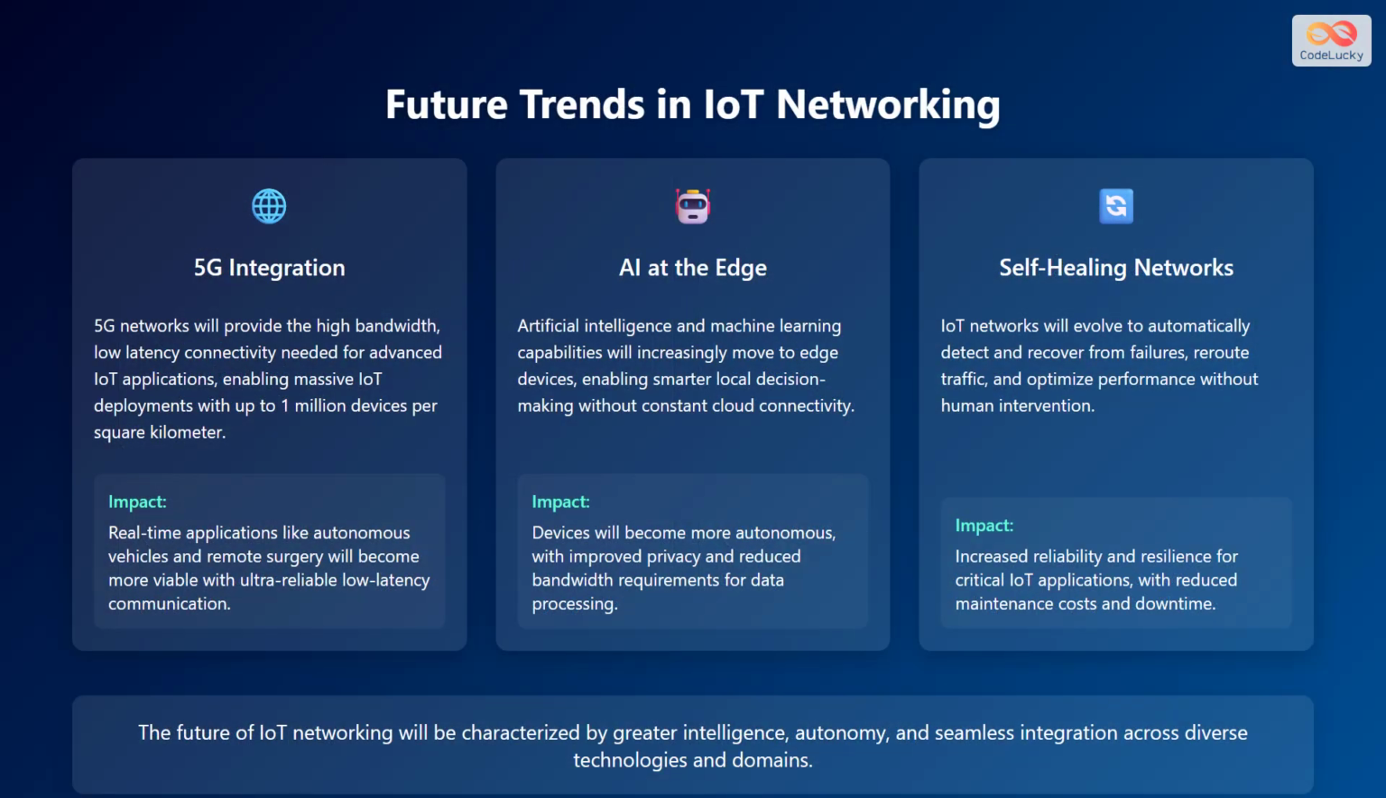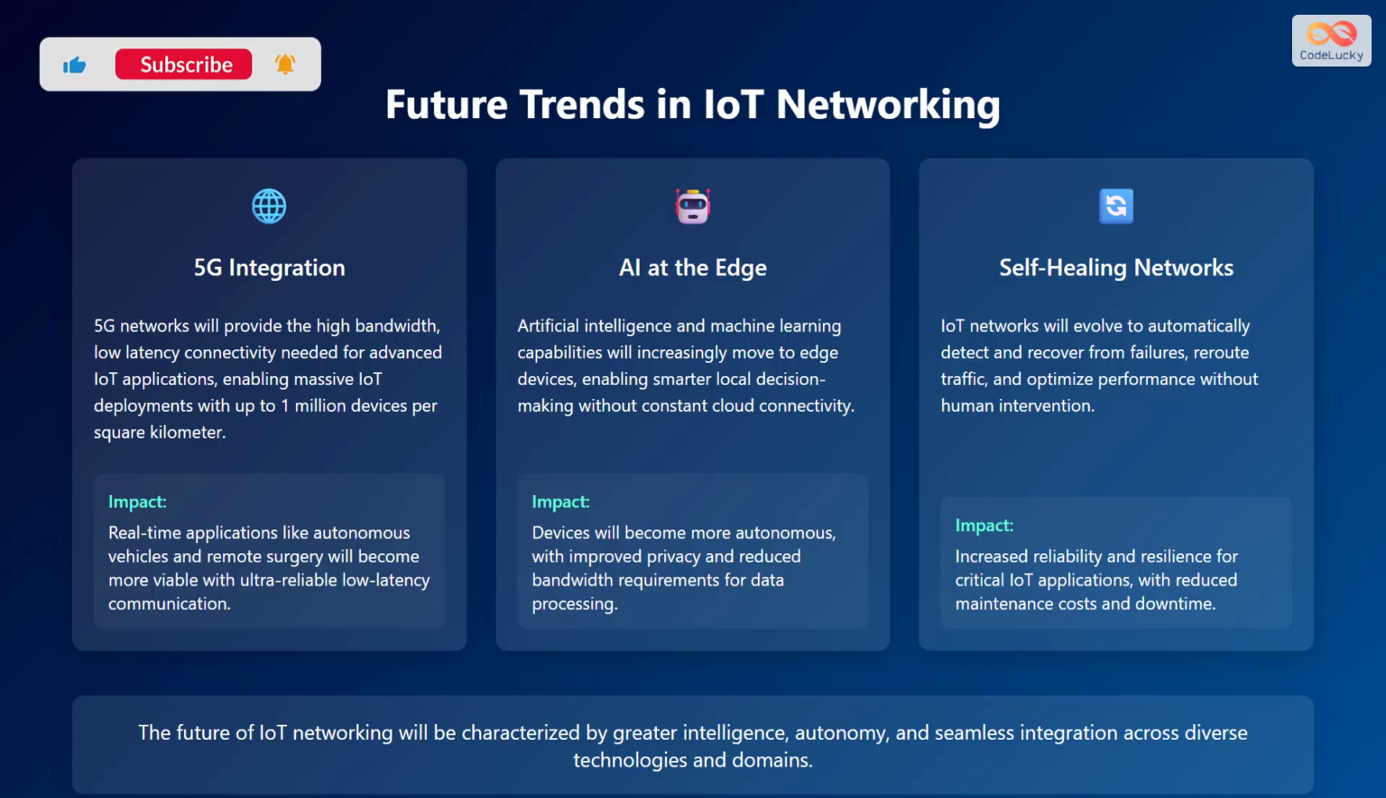Let's take a look at some future trends shaping Internet of Things networking. First, fifth generation, that is 5G integration. Fifth-generation networks will provide the high bandwidth, low latency connectivity. This is needed for advanced Internet of Things applications. It will enable massive Internet of Things deployments with up to 1 million devices per square kilometer. This enables real-time applications like autonomous vehicles and remote surgery.